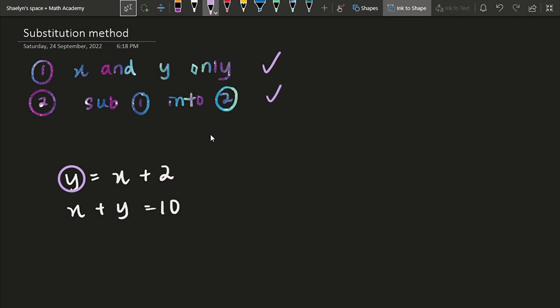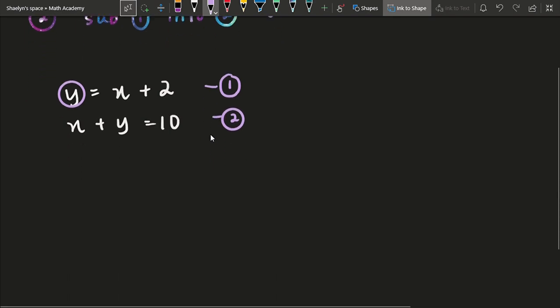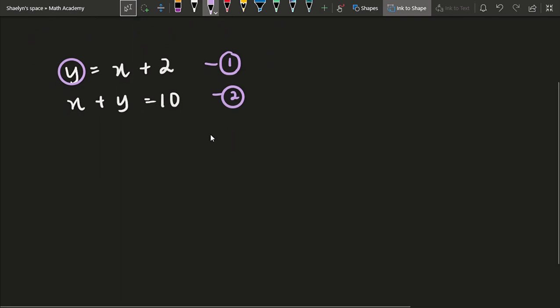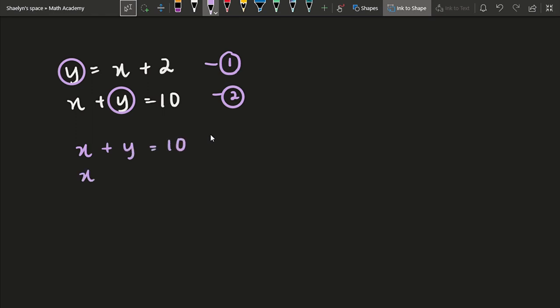We gotta sub the first equation into the second equation. So you just simply put this one as the first equation and this one as the second one. Doesn't matter which one comes first, it's the same. How to sub the first into the second? As you can see, the y here and the y here are of the same value. So what you gotta do is copy down the second equation, and then you replace the y with this.